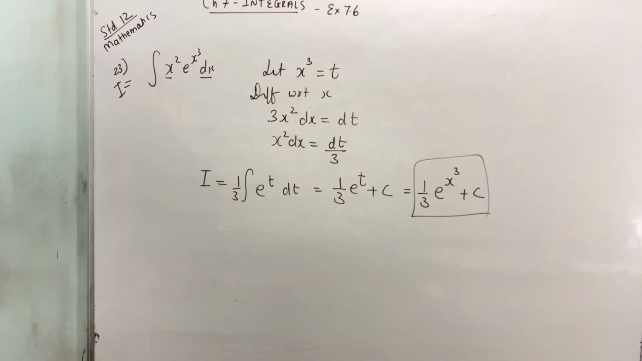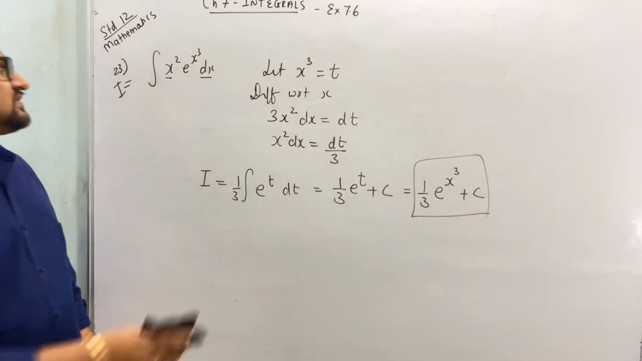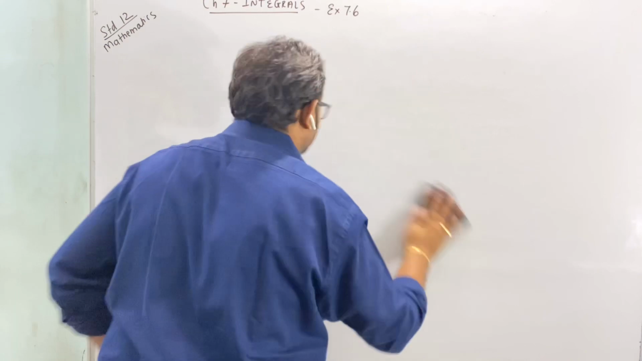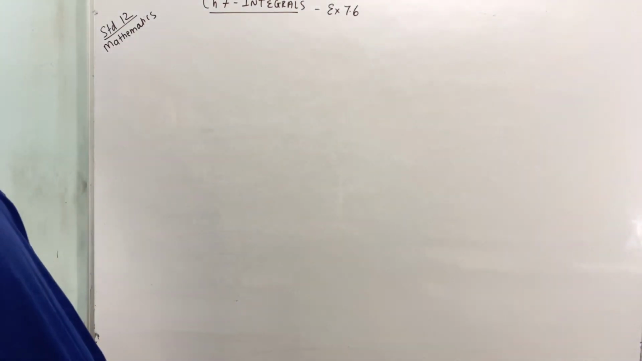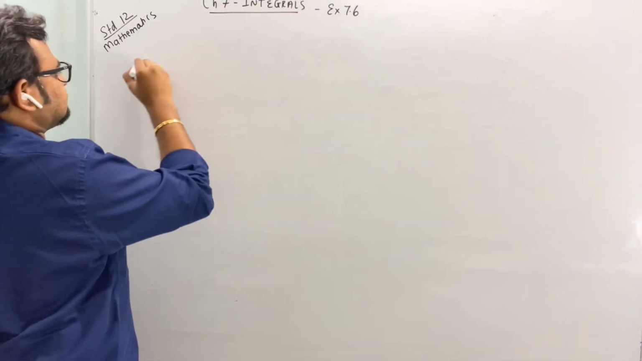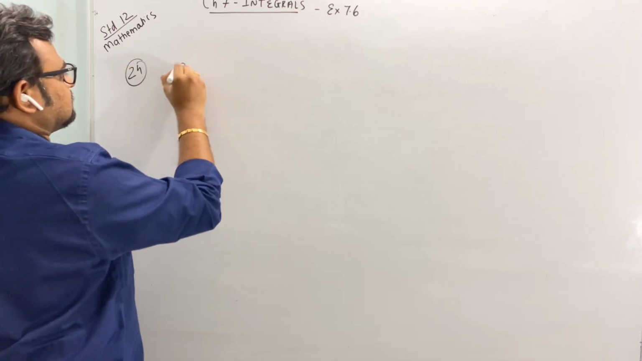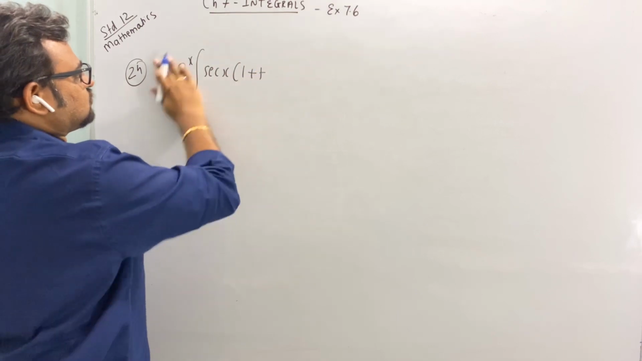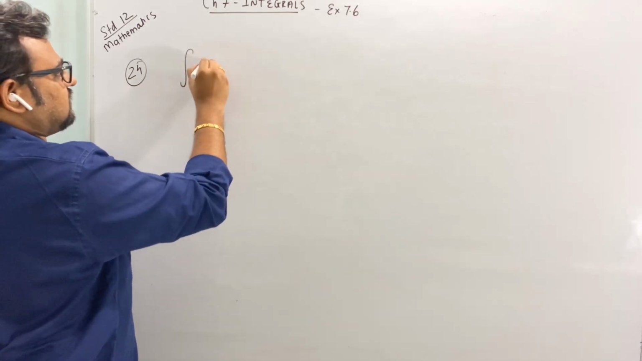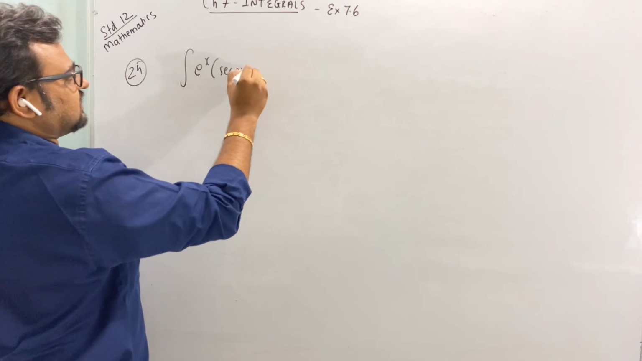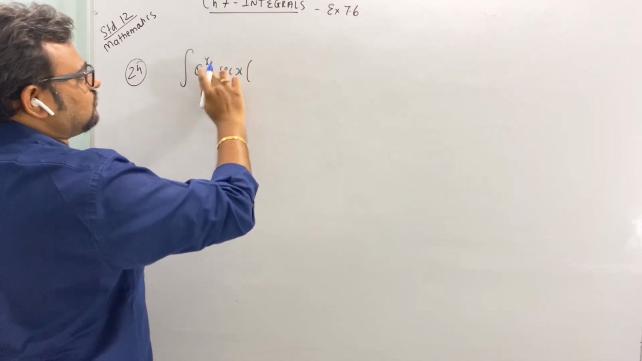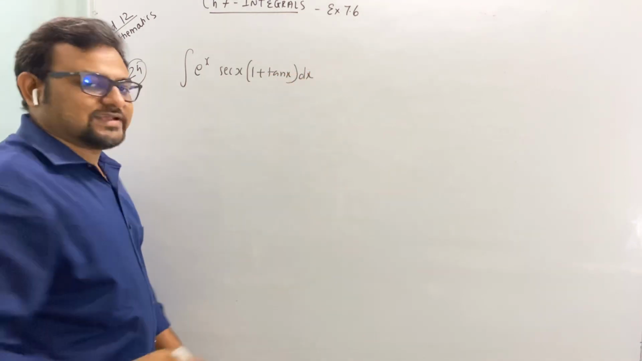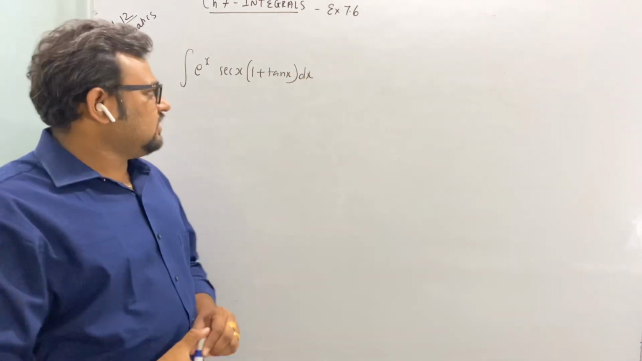Okay, now let's move to question number 24. That is the last for this exercise. Question number 24, e raised to x sec x into 1 plus tan x dx. Okay, so it's simple.